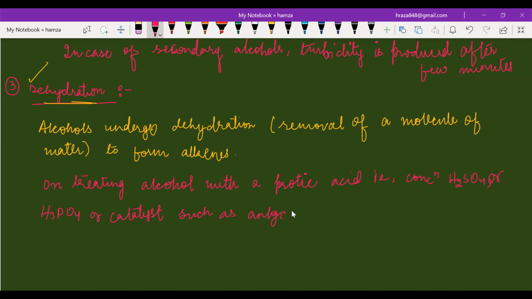Catalysts such as anhydrous zinc chloride or alumina, Al2O3. Then you will get alkene from alcohol. You need to heat it. So first write it, then I am going to show you.